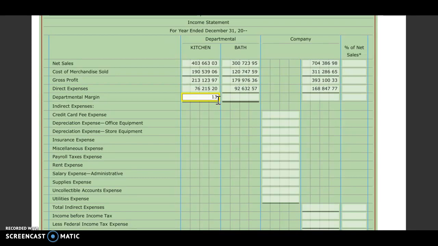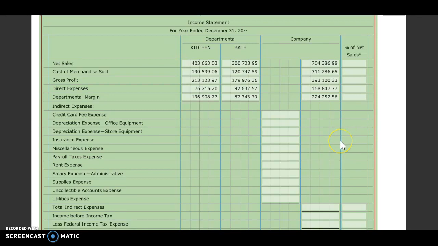Okay, for kitchen, I should get $136,908.77. And for bath, $87,343.79. Add those two together to get my company. My company then is $224,252.56.